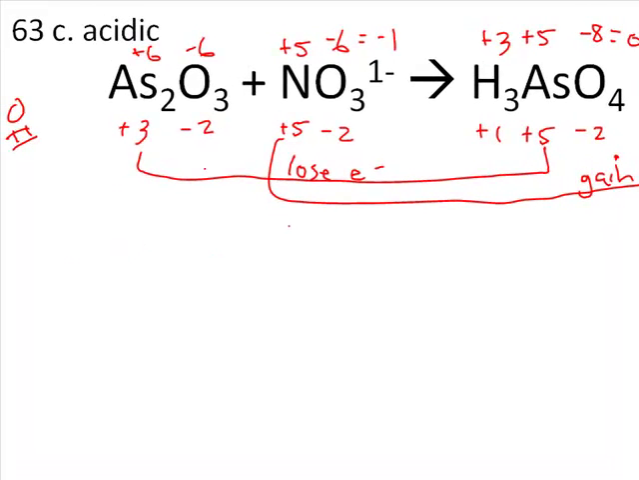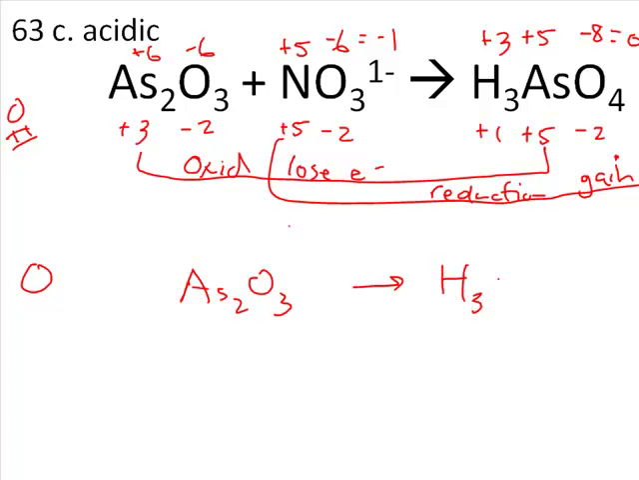So when you lose electrons, that's oxidation. And when you gain electrons, that is reduction. So the arsenic is being oxidized: As2O3 going to H3AsO4. And then the substance being reduced is our NO3 1 minus, going to NO.